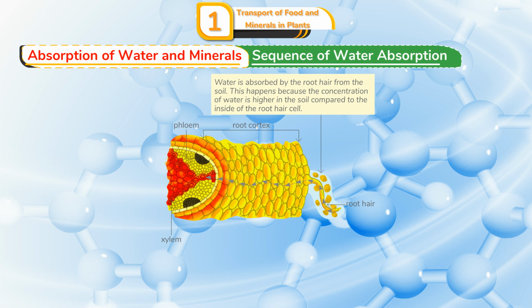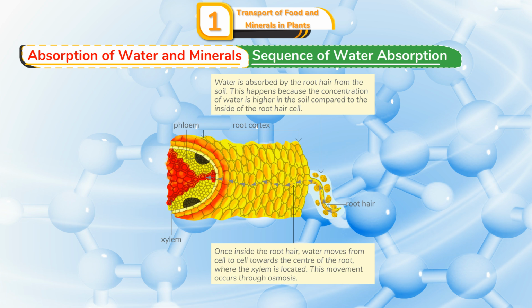Water is absorbed by the root hair from the soil. This happens because the concentration of water is higher in the soil compared to the inside of the root hair cell. Once inside the root hair, water moves from cell to cell towards the center of the root where the xylem is located. This movement occurs through osmosis.